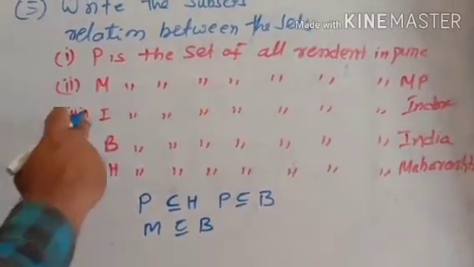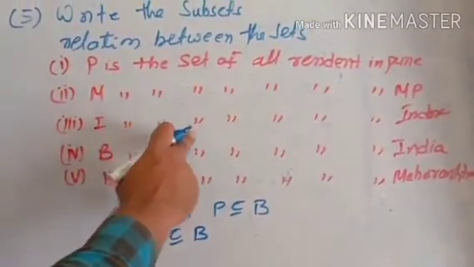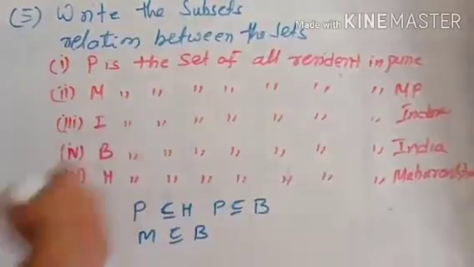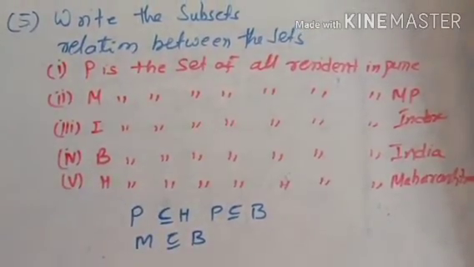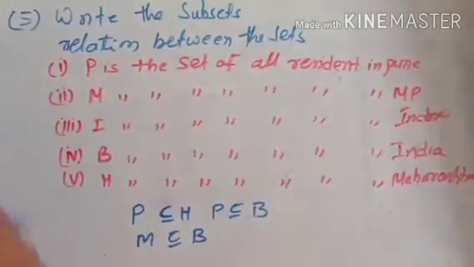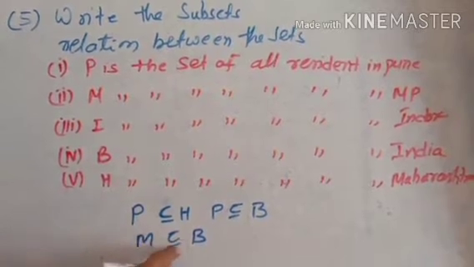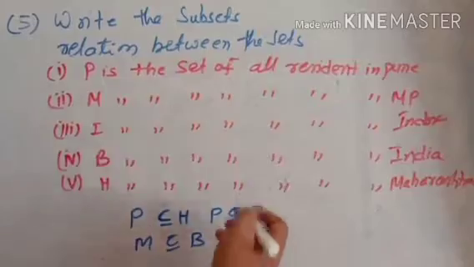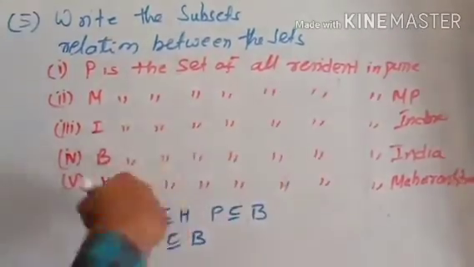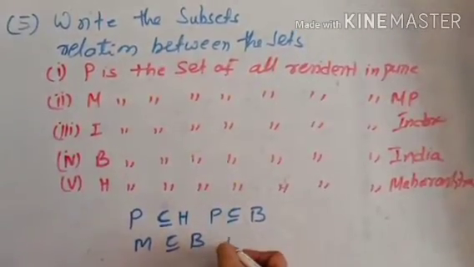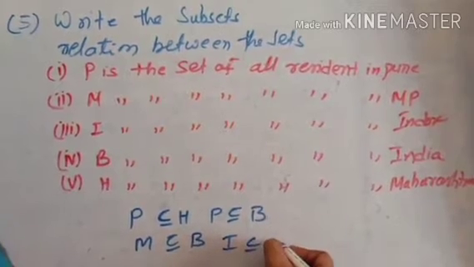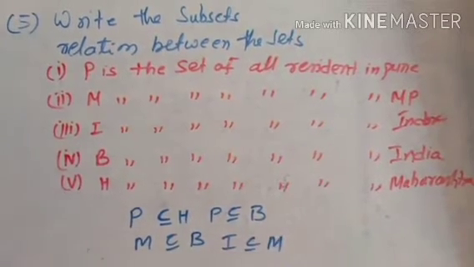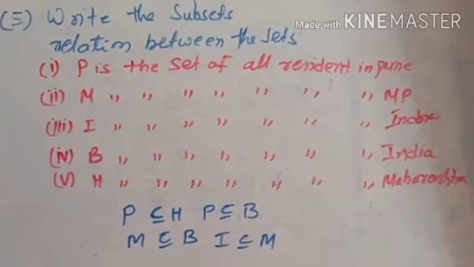Therefore, after that, I is the set of all residents in Indore. Indore is a city of Madhya Pradesh, and Madhya Pradesh is a state of India. So we already showed that Madhya Pradesh is a subset of India, but we didn't show that Indore is a subset of Madhya Pradesh. We show that I is a subset of M. Okay, now we go on to the third one.